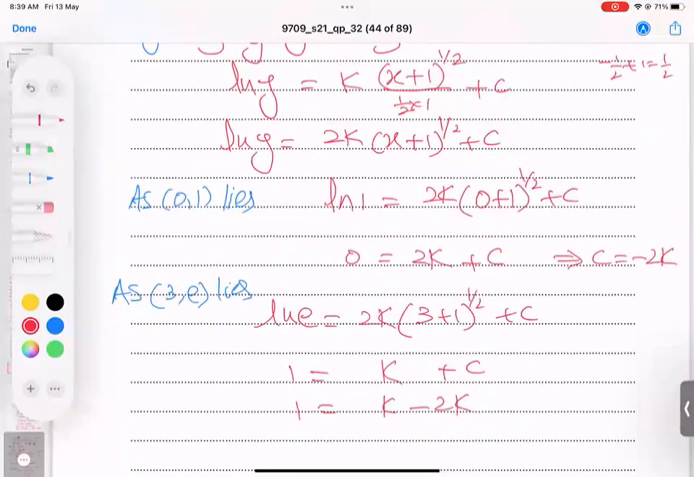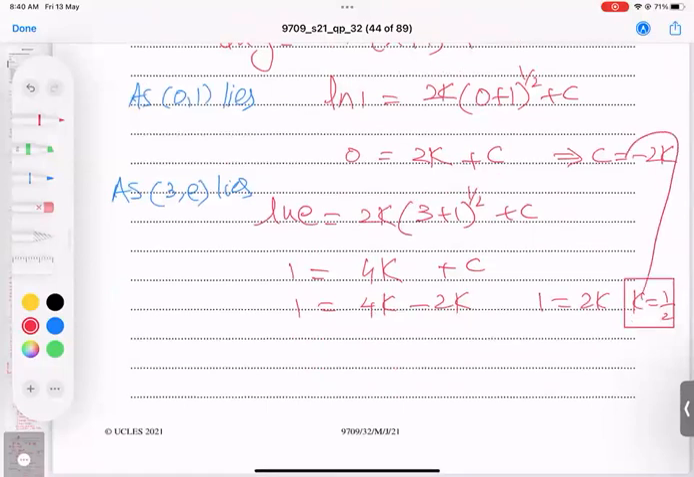So 4 to power root gives you 2. Yeah. So 2 to the 4k. So 4k minus 1 equal to 2k. Yes, I think now we got the right answer. And this value I will plug in here. So c becomes negative 2 into half. C becomes negative 1.